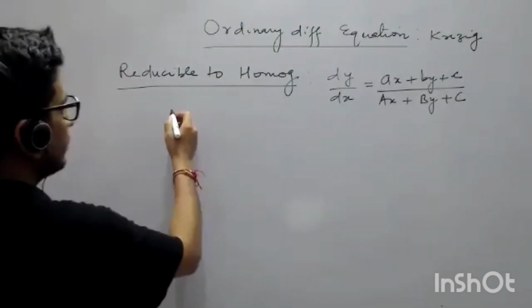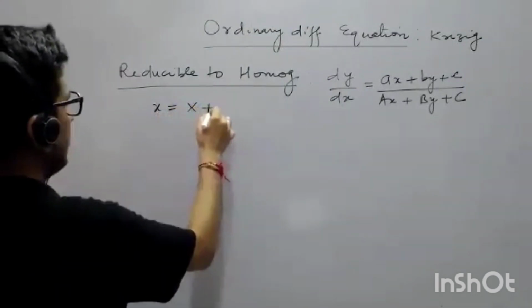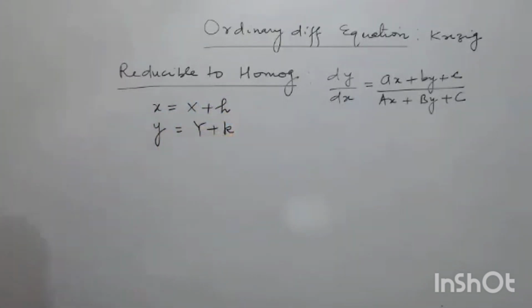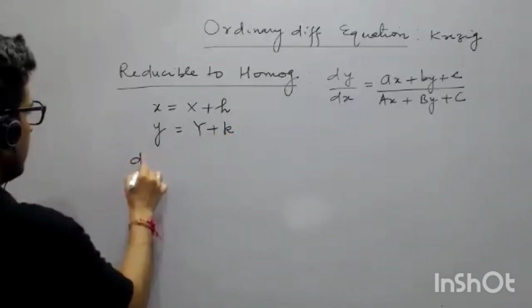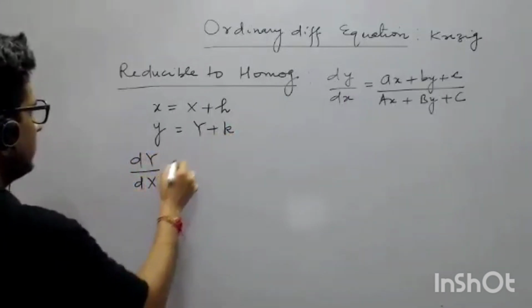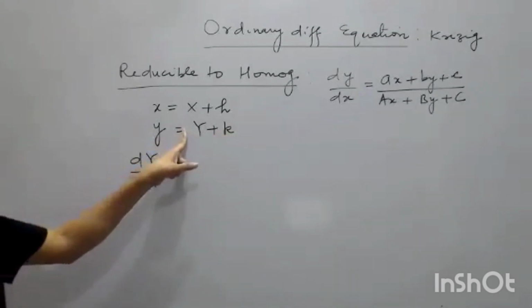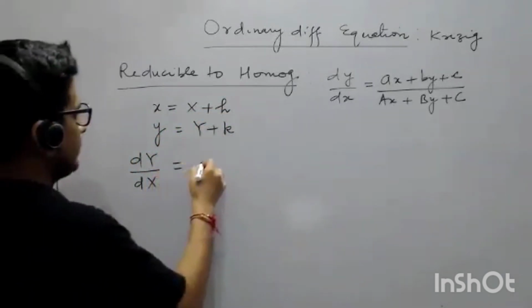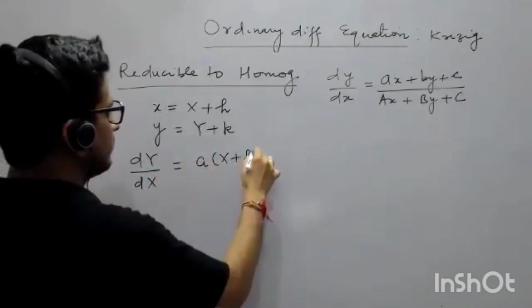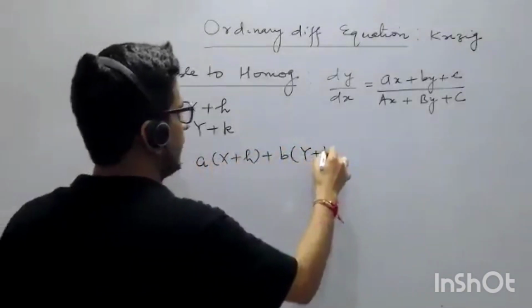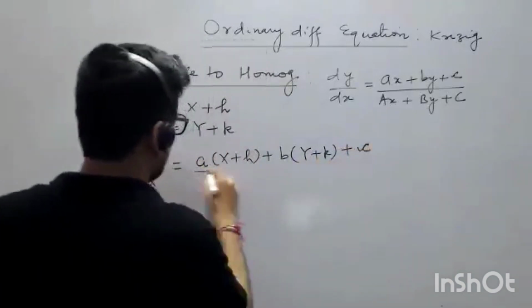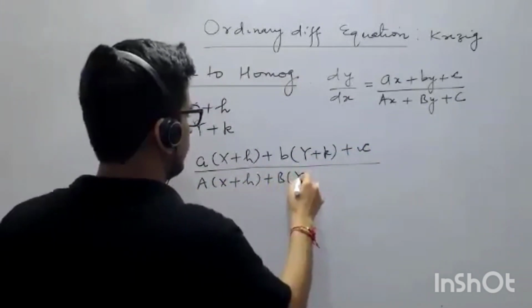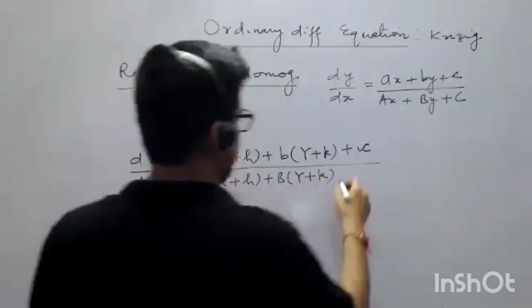So how we do this? We put a small x is equal to capital X plus h and a small y is equal to capital Y plus k. See this carefully, and then we will get d capital Y by d capital X, because d small y will be equal to d capital Y and d small x will be equal to d capital X, because these are constants. And they will become a times x plus h plus b times y plus k plus small c over a times x plus h plus b times y plus k plus capital C.